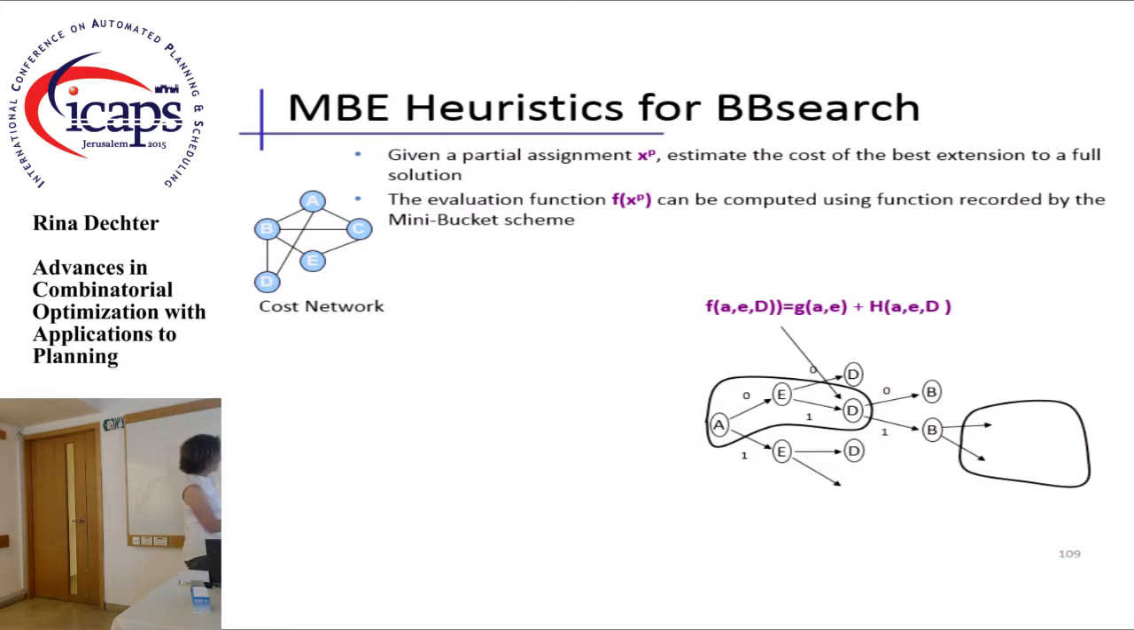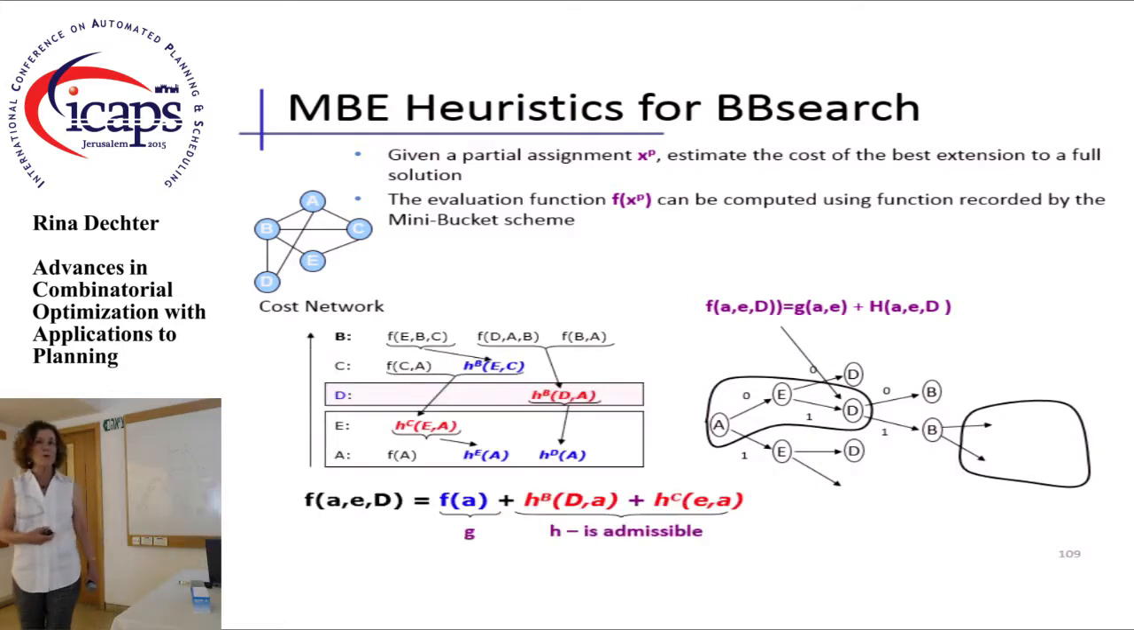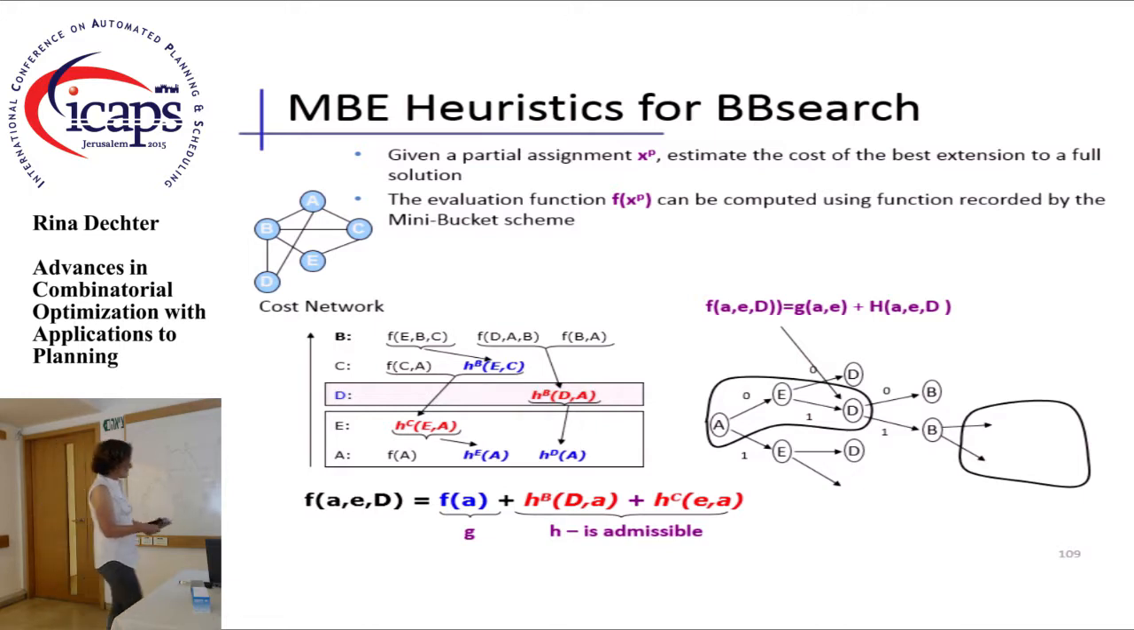So what in general we want is the heuristic evaluation function. For the constant values of A and E, we want to evaluate D for its two values. So we have a G and an H, and we want to see where the heuristic function will come from. The heuristic function comes from the mini bucket elimination in the following way. We first ran mini bucket evaluation on the ordering that is consistent with this search, and it generated all these functions. And we have a partitioning only in one place. So what are these functions?